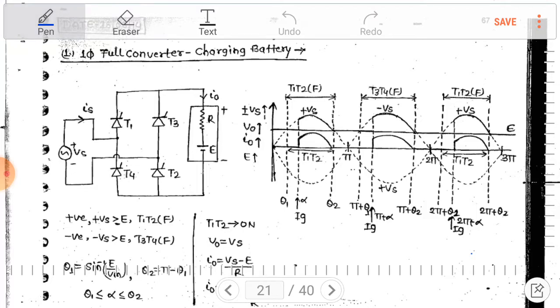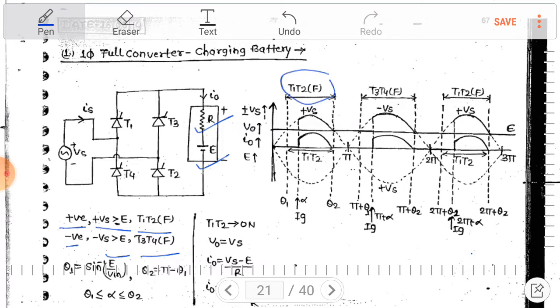In this, we assume that the load has resistance and a battery with voltage E. So, to turn on the thyristor, the source voltage should be greater than the load side battery. This is the must condition to forward bias the thyristors. So, for the positive cycle, plus Vs greater than E to forward bias T1 T2, and for the negative cycle, minus Vs is greater than E for T3 T4 forward biasing.